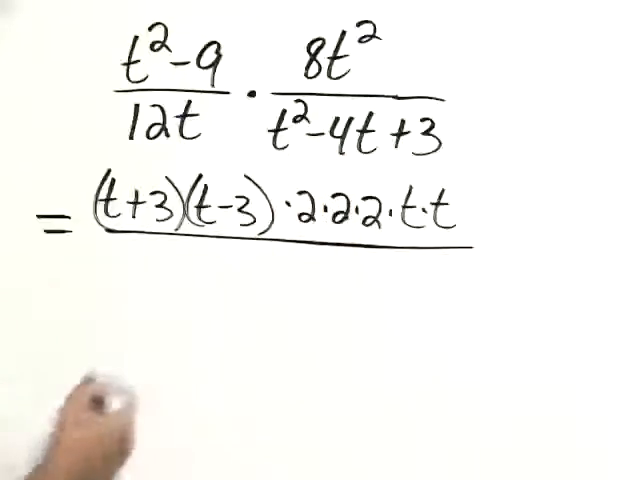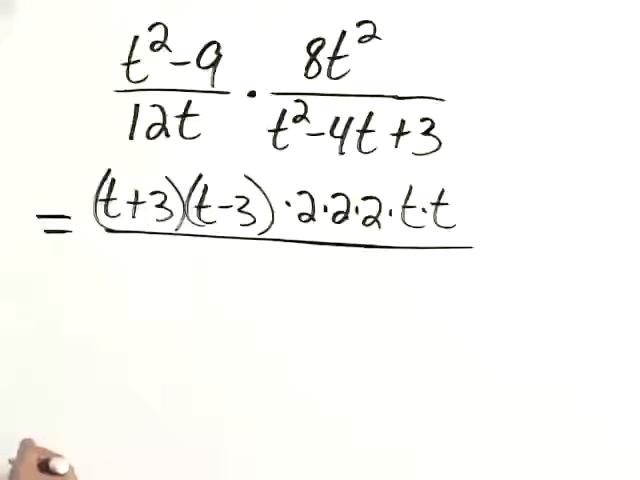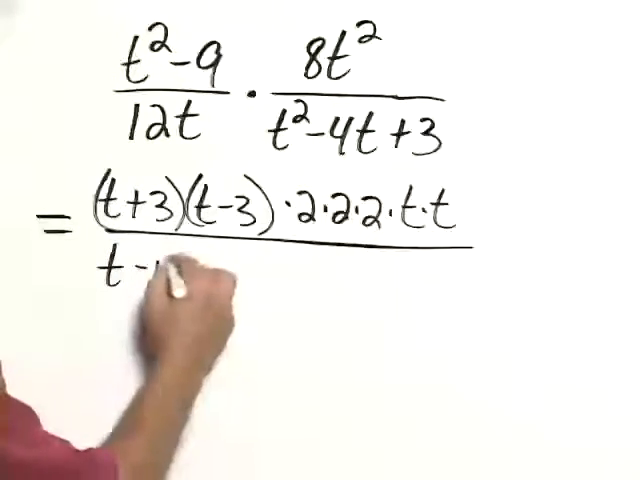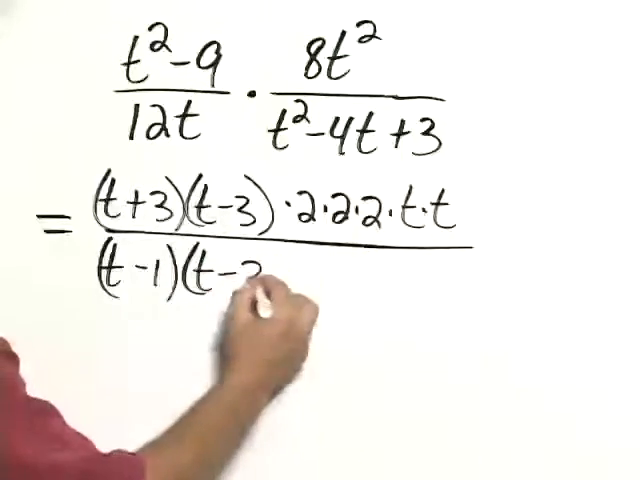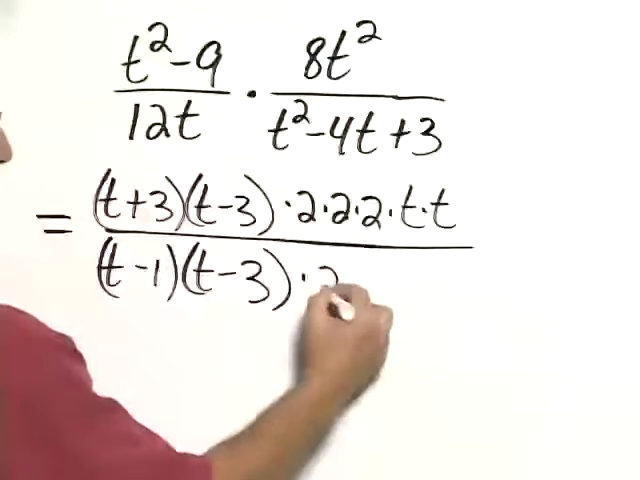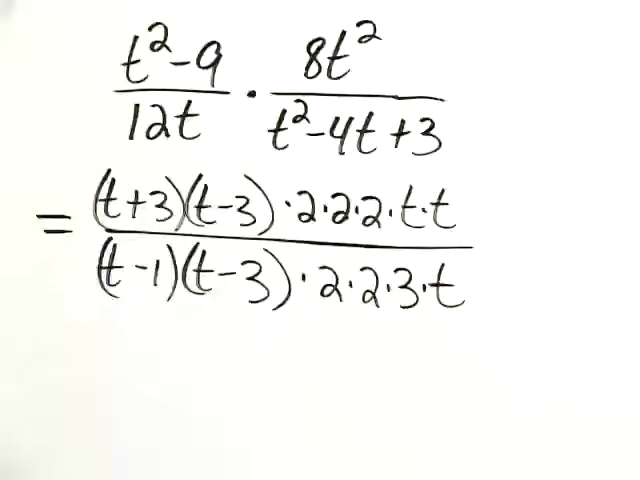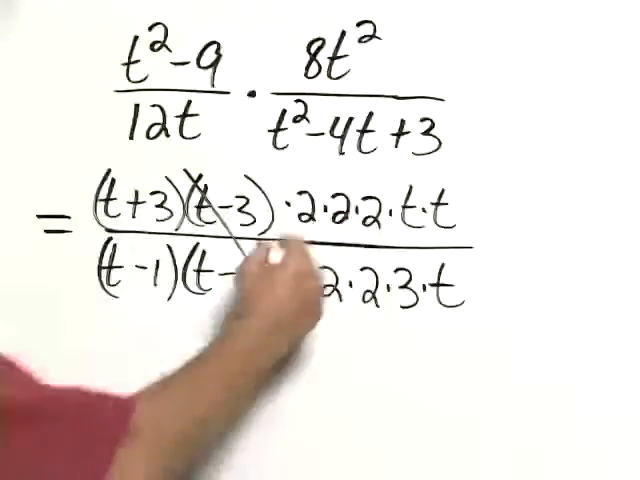In the denominator, let me write the factored form of t squared minus 4t plus 3 first. And that would be t minus 1 times t minus 3. Now I'll write the factored form of 12t, which would be 2 times 2 times 3 times t. And now we can see that we can remove factors of 1. T minus 3 over t minus 3 is equal to 1, so we can remove that factor.